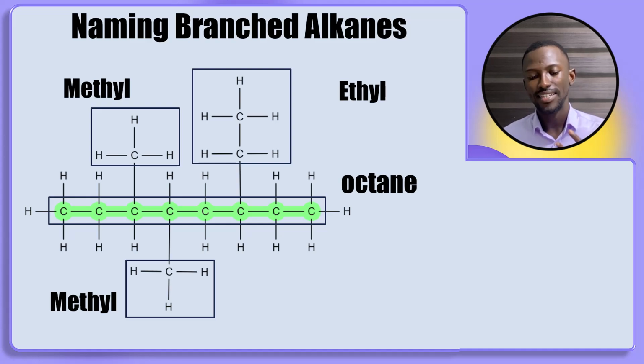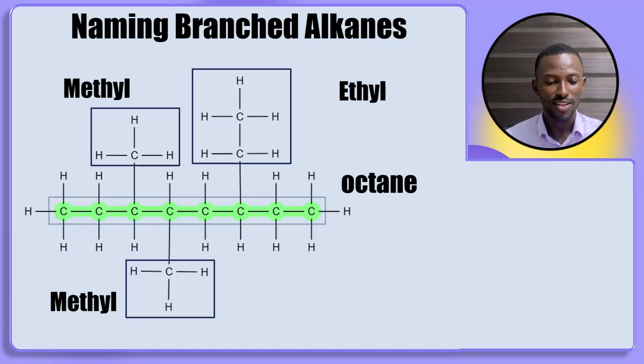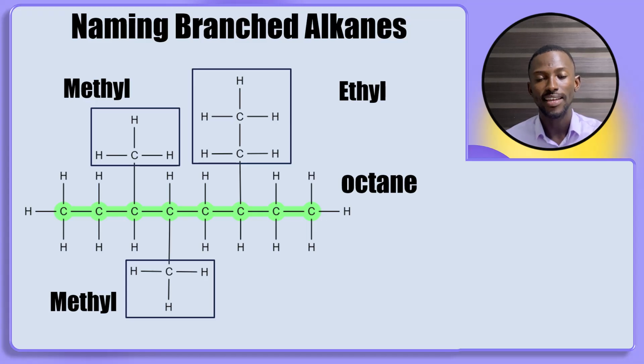After we've identified the names of the alkyl groups, the next thing we have to do is to tell the position of each of the alkyl groups on the longest continuous chain. In order to do that, we have to number the carbons in the longest continuous chain. So we have, starting from left to right, 1 to 8 in red, and from right to left, 1 to 8 in purple.